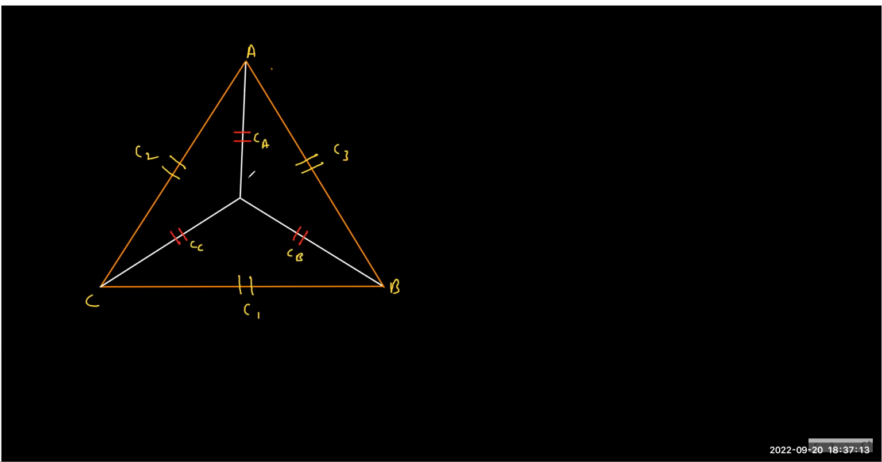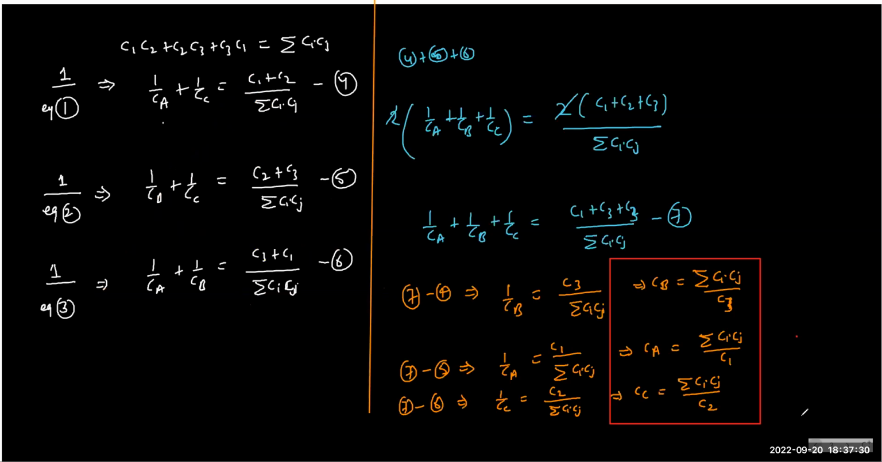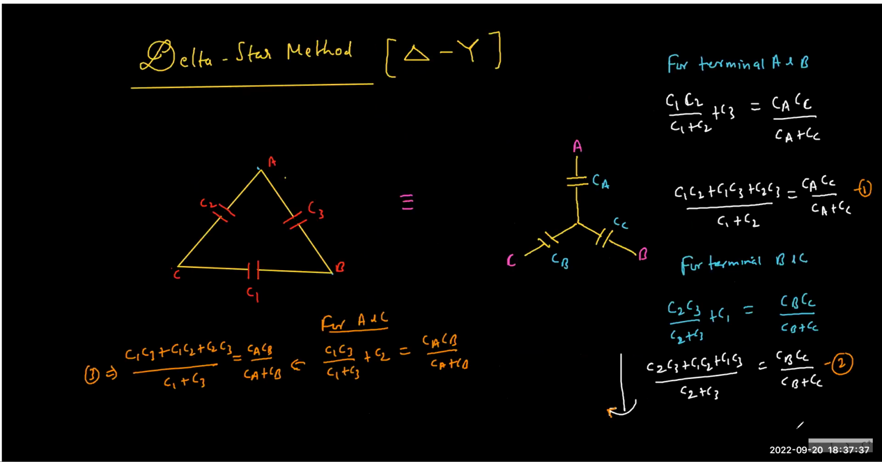So now how to find CA? You can see the capacitance in front of CA is which one? C1. And CB? C2. Check the answer. For B, we are getting 3. How is it possible? I have made a mistake.